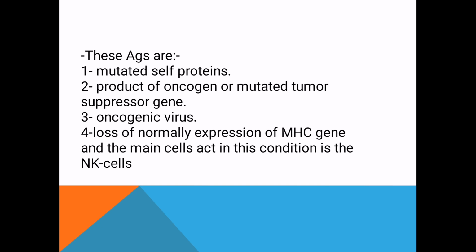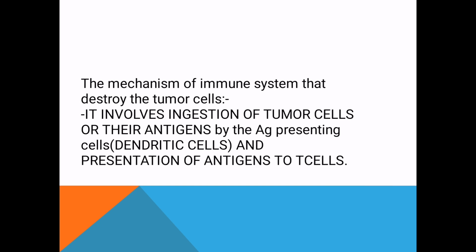So the antigens of the tumor cell are either mutated cell protein, يعني في mutation في cell protein, or mutated tumor suppressor gene, or product of oncogene, or oncogenic virus, or sometimes there is loss of normal expression of MHC class I gene, and in this case the main cell that is activated is the NK cell. Okay, and regarding the mechanism of the immune system that destroys the tumor cell, all parts of the leukocytes or the immune system will be involved, but the main cell that acts against tumor is CD8. It involves ingestion of tumor cell and their antigen by antigen presenting cell and presentation of these antigen to T cell.